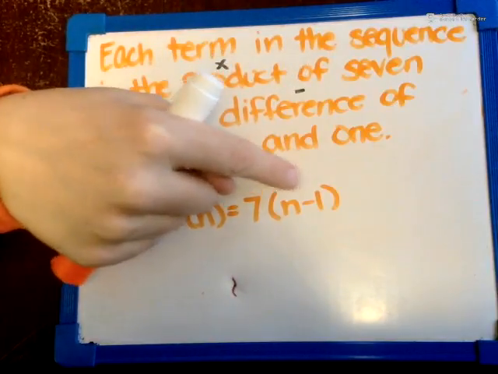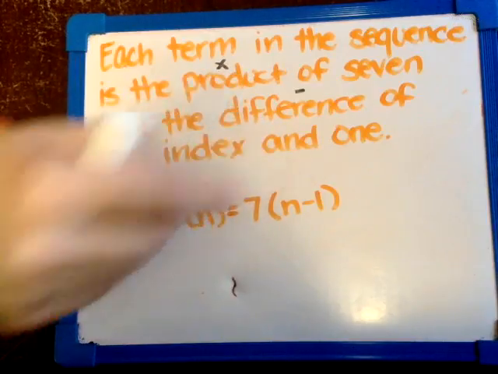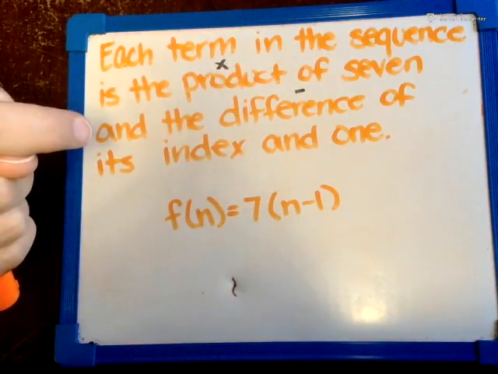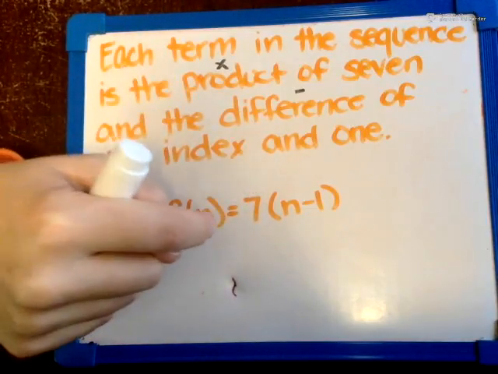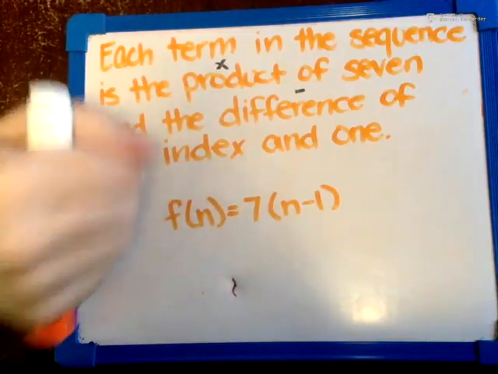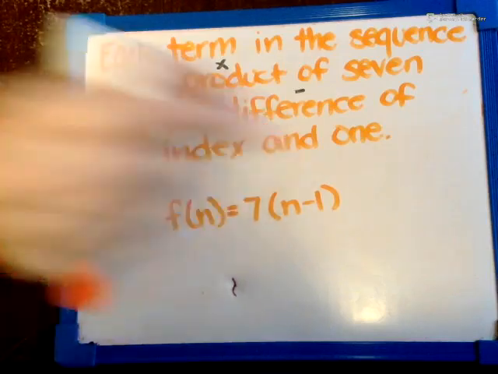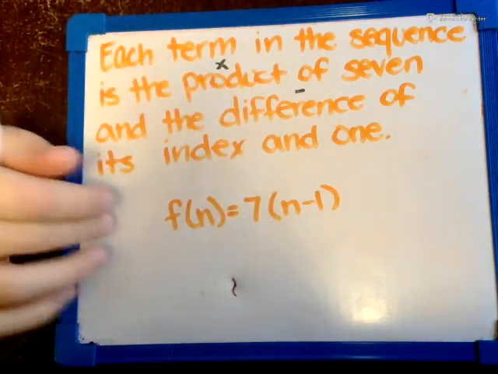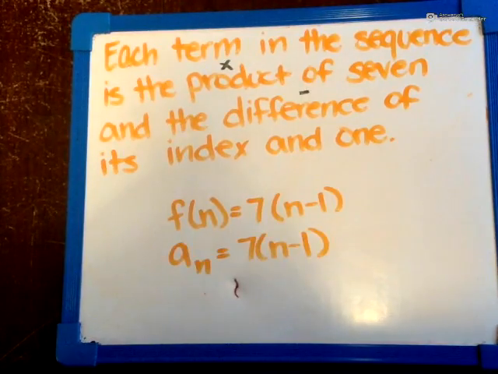So we have the index minus 1, which means this needs to be in parentheses and multiplied by 7. Okay? So if it said just the difference of 1, we would not have parentheses. It would be 7n minus 1, no parentheses. But because it says the difference of its index and 1, n and 1 need to be in parentheses. So this is how you come up with this formula. That's how it's written in subscript notation.